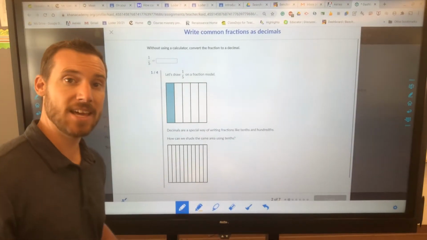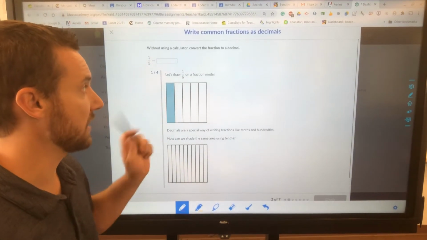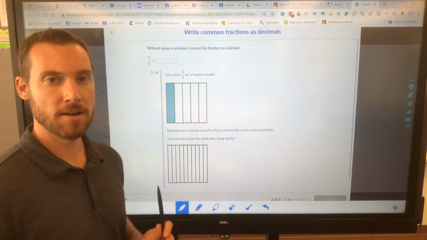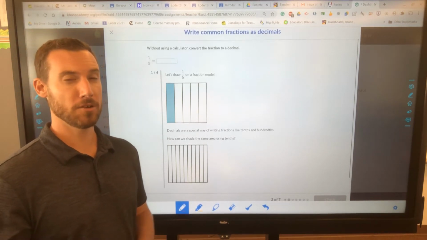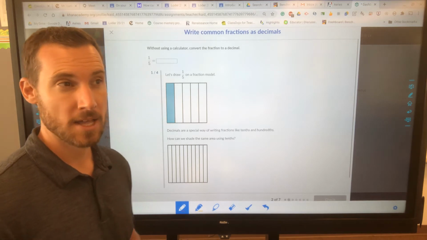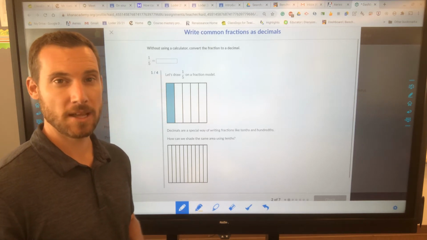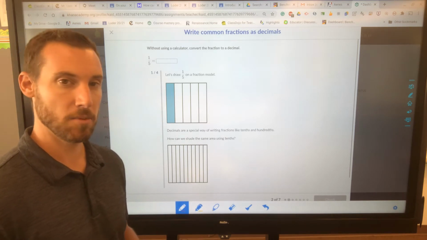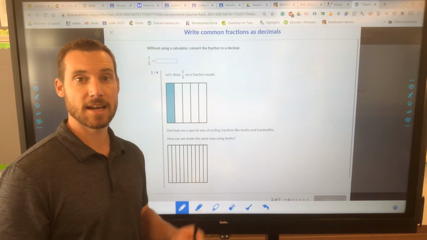All right, so today we are converting fractions to decimals. Yesterday we did the opposite, decimals to fractions. And we're going to be using visual models. There's another way to do it, and we'll get into that a little bit later, but this really makes the idea of decimals and fractions a little bit more concrete. So let's go ahead and see how they did that.